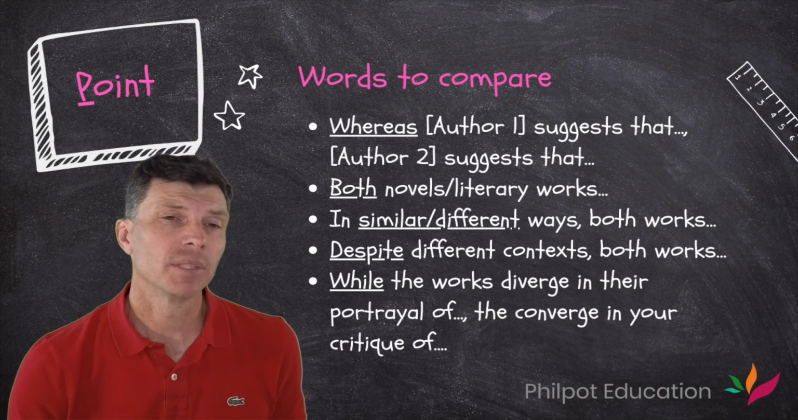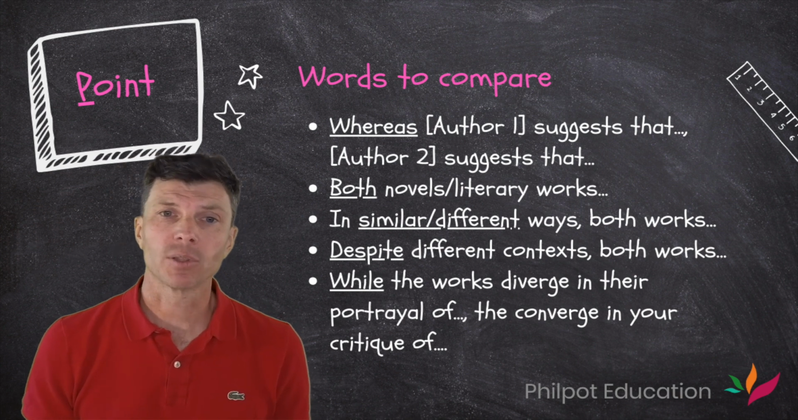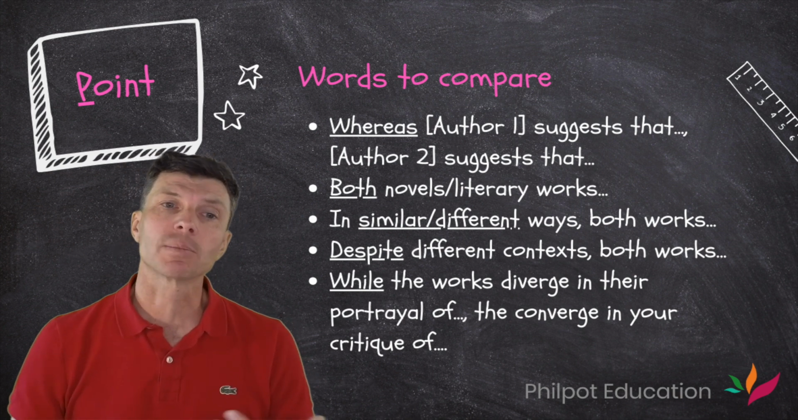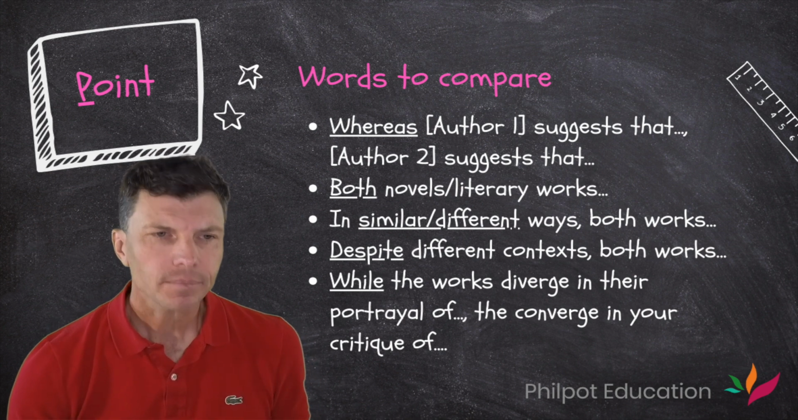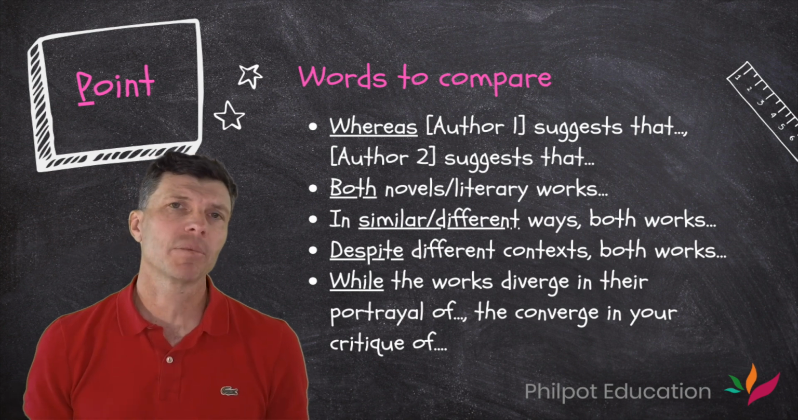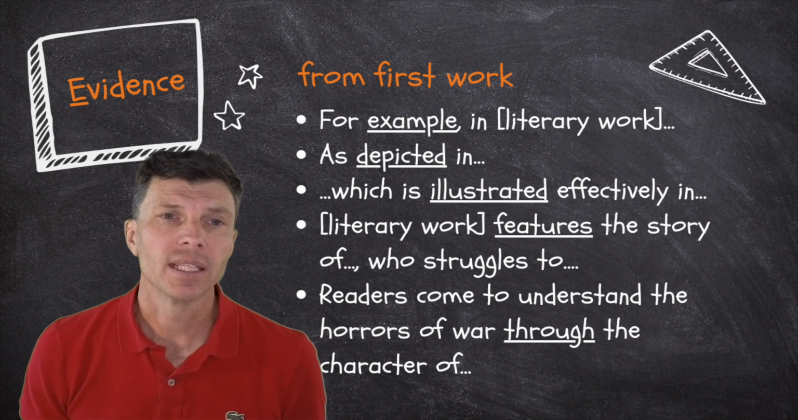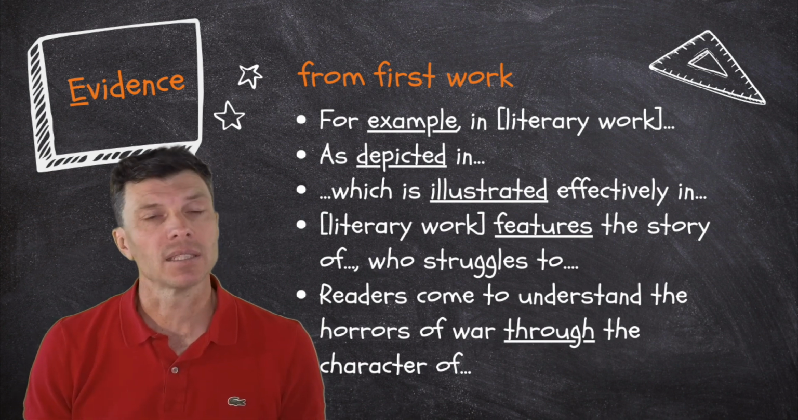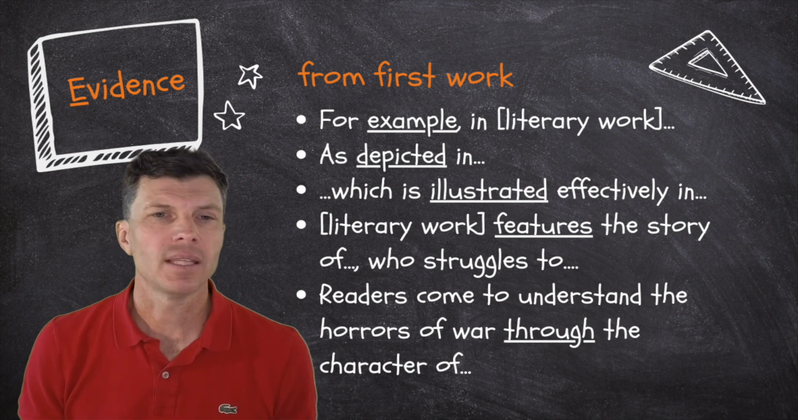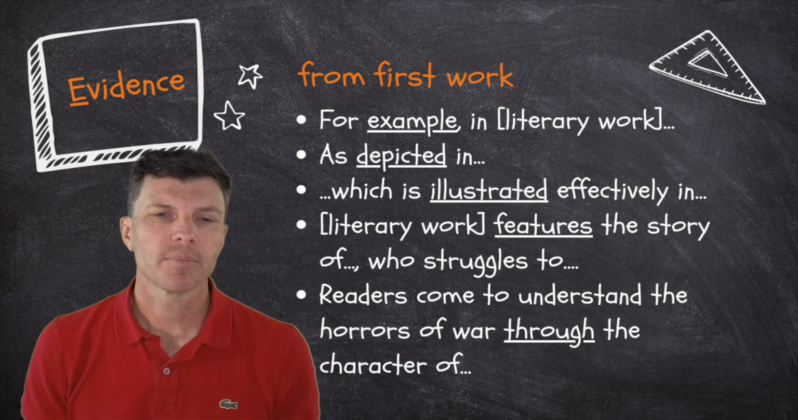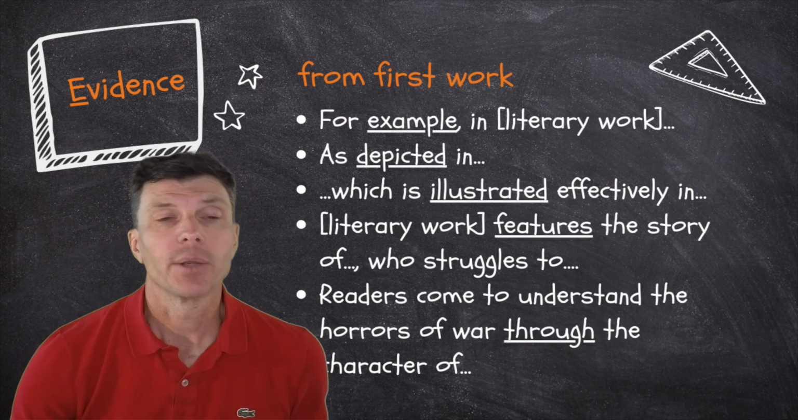The comparative element is also clearly indicated with words like whereas, both, in similar and different ways. Both works do this, or despite different contexts, these works explore... Notice also that when you start to set up the evidence from the first literary work, you don't have to overthink this. Simple words like "for example," "in this literary work," "as depicted in," or "which is illustrated by" really help set up your examples and illustrations without summarizing the literary works too much.